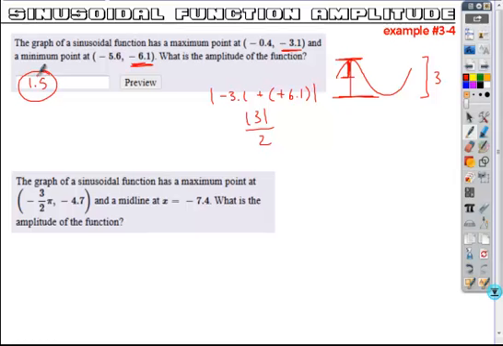If you're given the midline and one of those extrema, the maximum or the minimum, then it's just the distance between those 2 points.